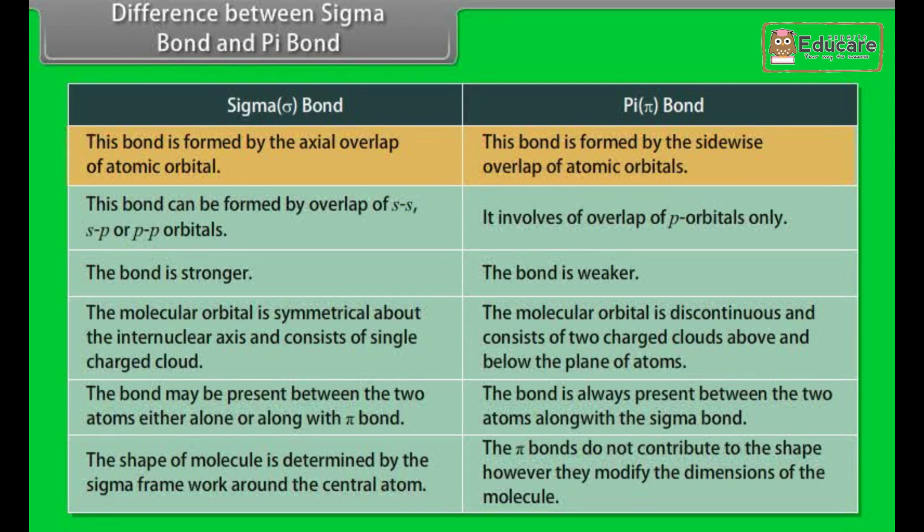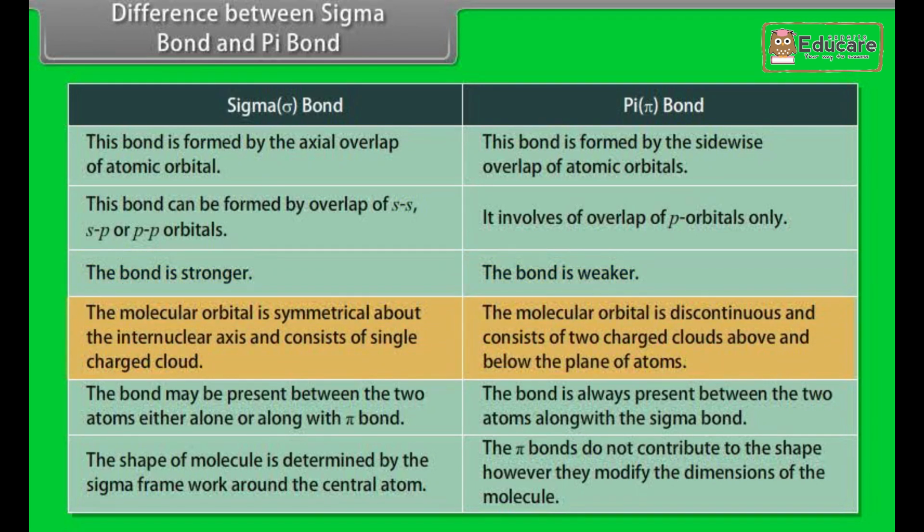of atomic orbitals. Sigma bond can be formed by overlap of s-s, s-p or p-p orbitals, whereas pi bond involves the overlap of p orbitals only. Sigma bond is stronger because overlapping can take place to a larger extent, whereas pi bond is weaker because the overlapping occurs to a smaller extent.